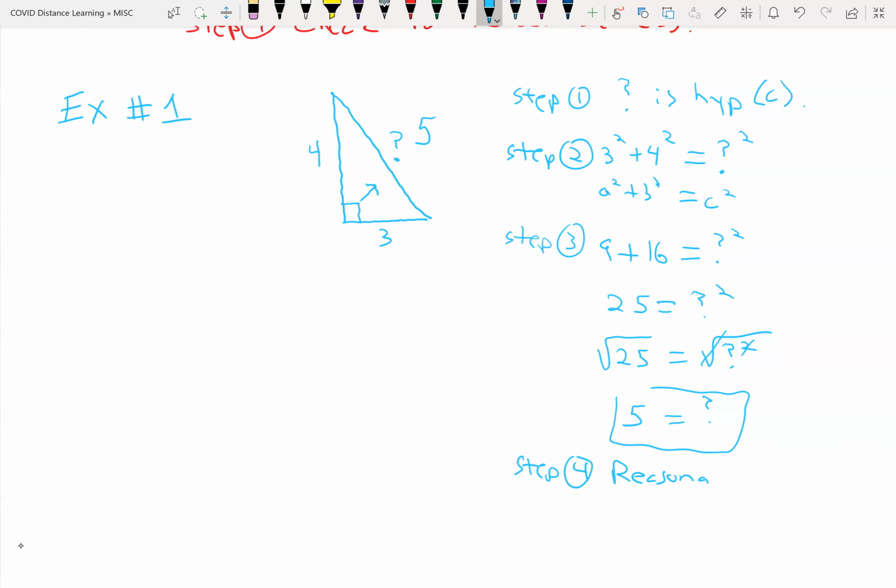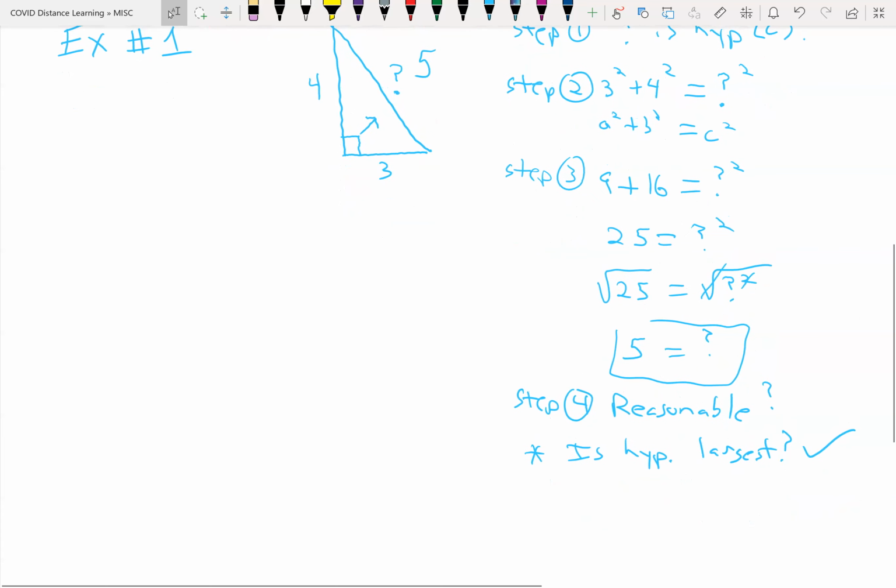Good, yes, it is. Two things I mean by reasonable. Is the hypotenuse still the biggest side? Is hypotenuse largest? Yep. Check. 5 is bigger than 3 and 4, isn't it? The other thing about reasonableness: the two little sides, when added together, are they greater than the big side?